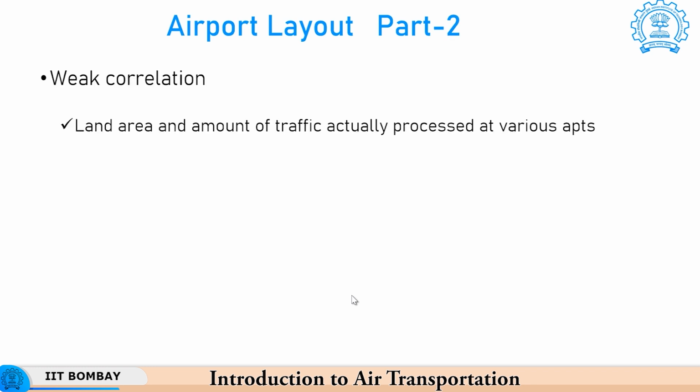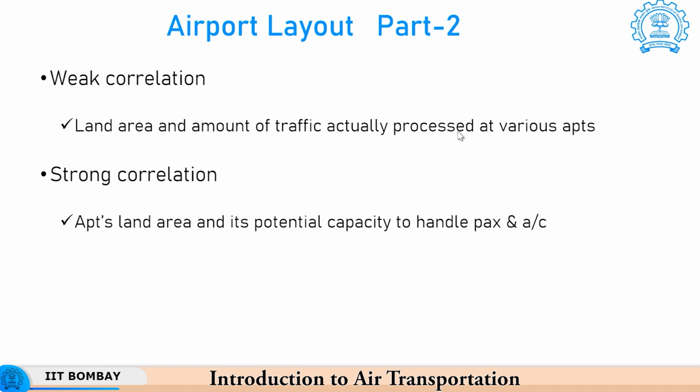Now, if you look at the data about airports, you will find that there is a very weak correlation between the land area used by the airport and the amount of traffic actually processed at this particular airport. So, just because you have a larger land available to you at an airport, it does not mean that you will have higher traffic, not necessarily, and vice versa. There could be very high traffic from an airport which is actually in a small land mass.